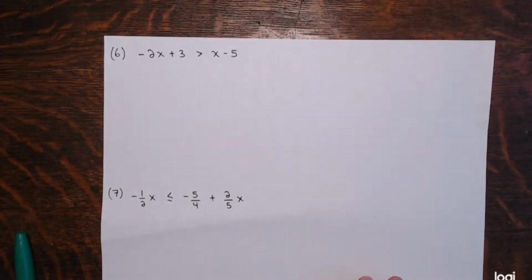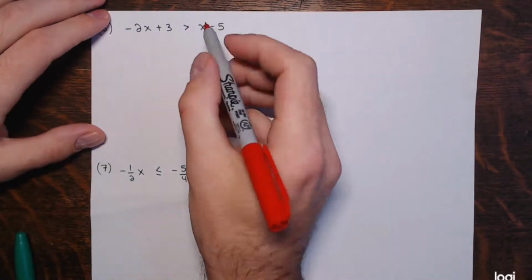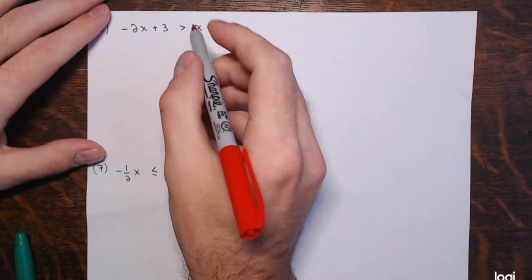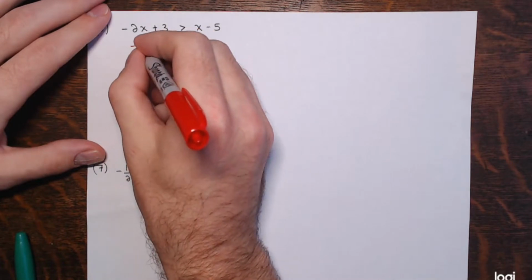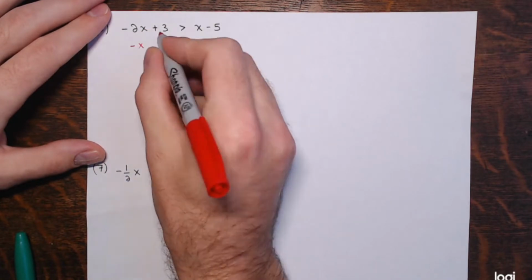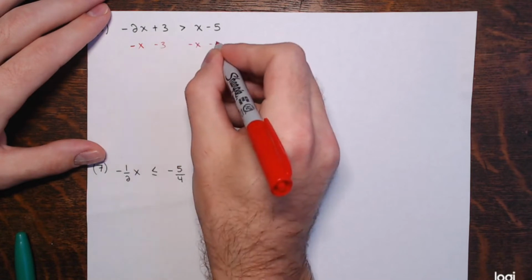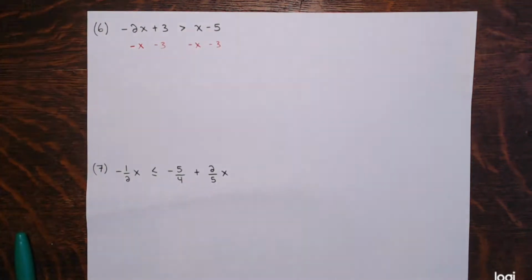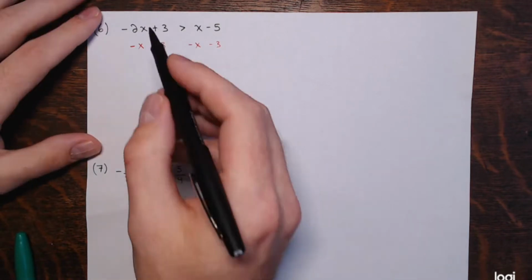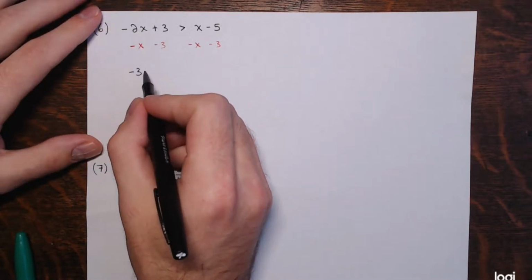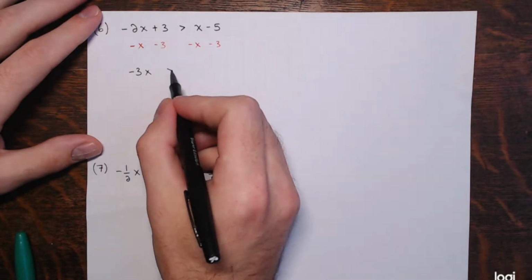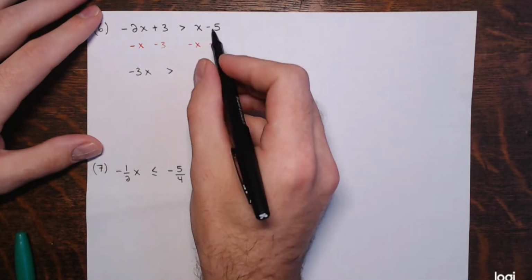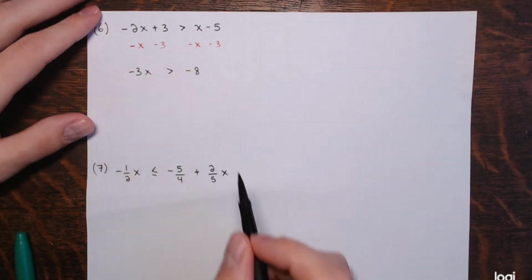Alright, so next one, same deal. Again, I'm going to take all the variables to the left and non-variable terms to the right. So I'm going to subtract x from both sides. Then I'm going to subtract this 3 from the left and the right. And again, adding and subtracting doesn't change the symbol. So on the left side we have negative 3x is still greater than, and on the right side we have negative 8, negative 5 minus 3.